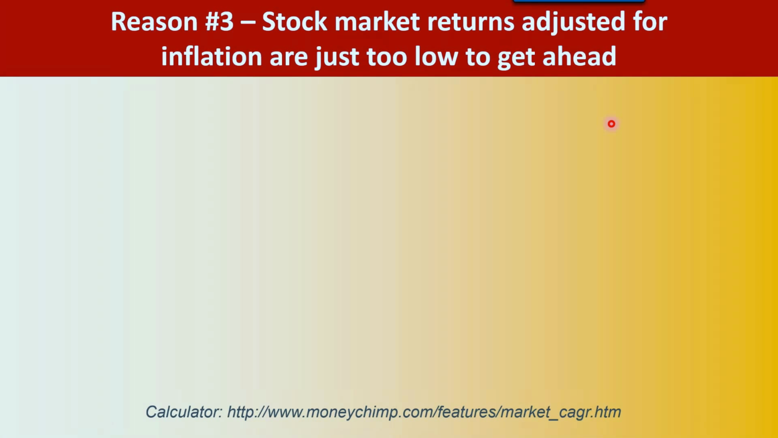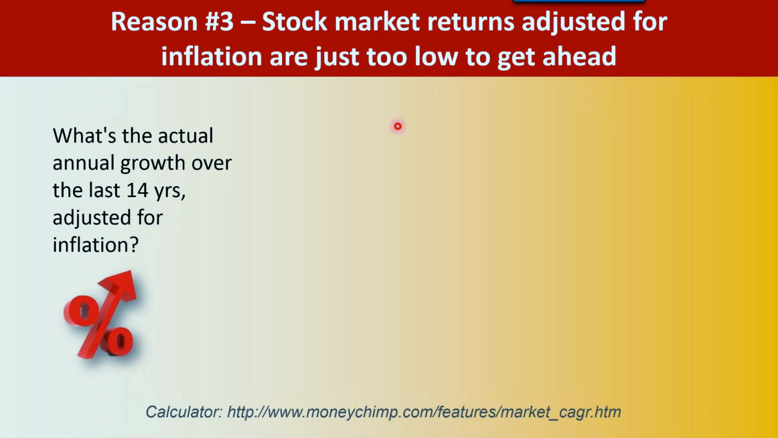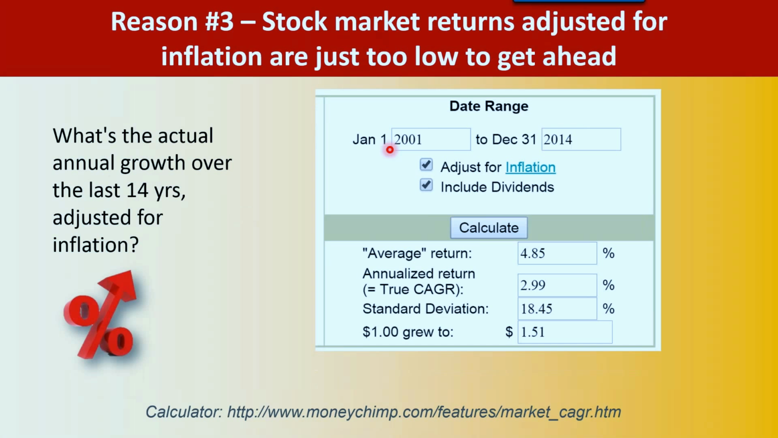This one's my favorite, especially because of what's happening in the stock market right now. Stock market returns adjusted for inflation, I'm going to say this again, adjusted for inflation are really just too low to get ahead. And here's an example. What's the actual annual growth over the last 14 years when you adjust for inflation in the stock market? Starting January 1st, 2001, all the way to the end of last year. It's going to be much worse if I add 2015.